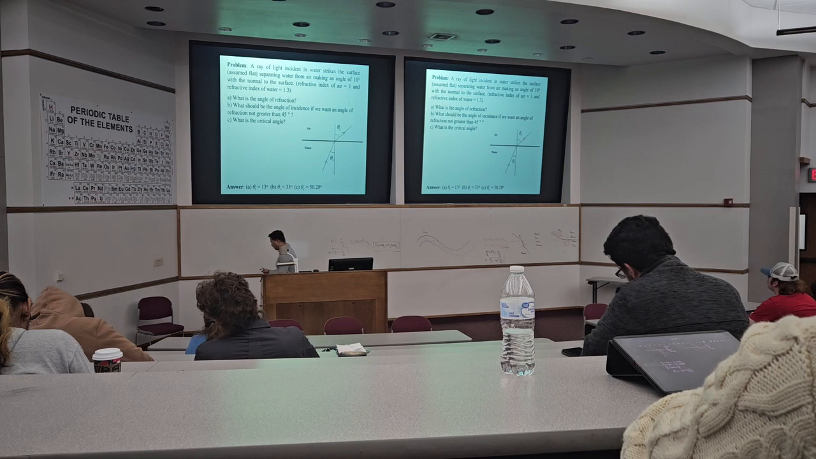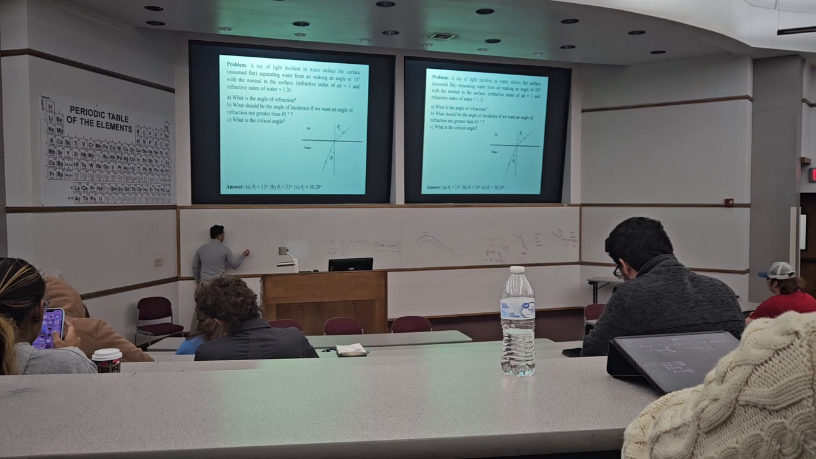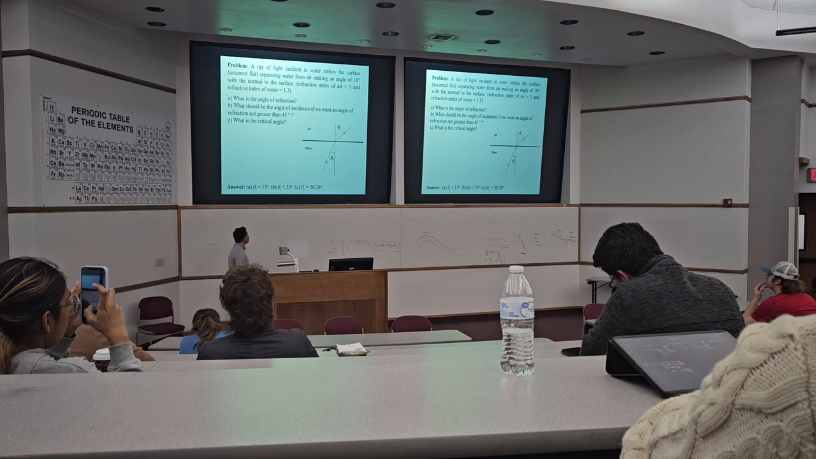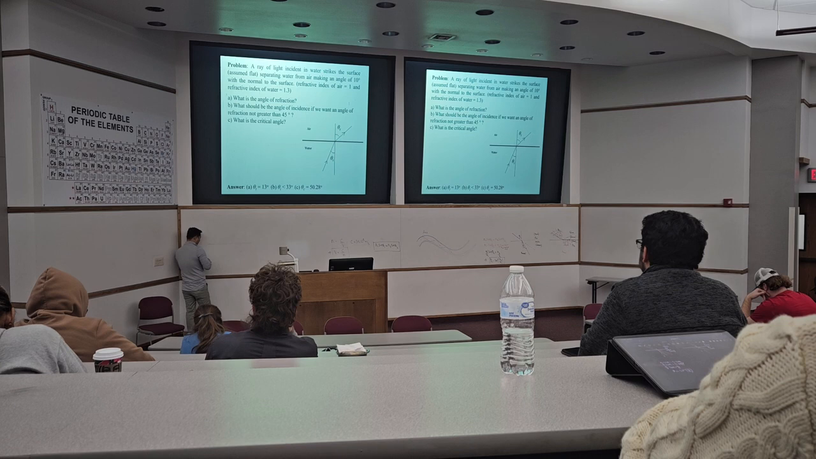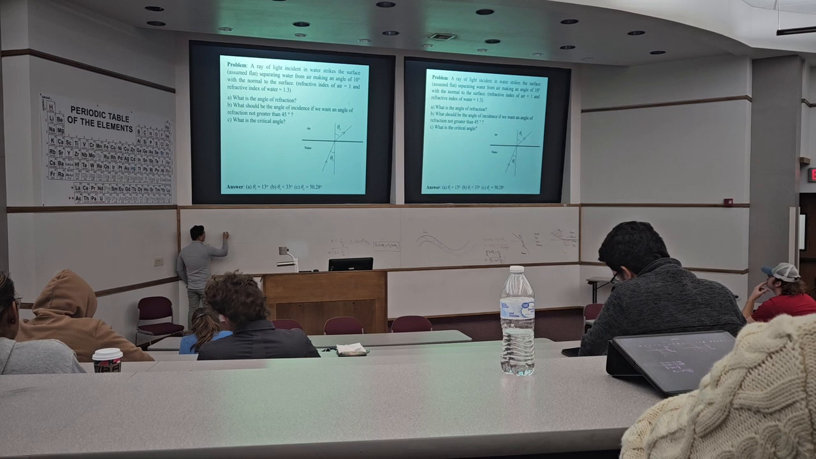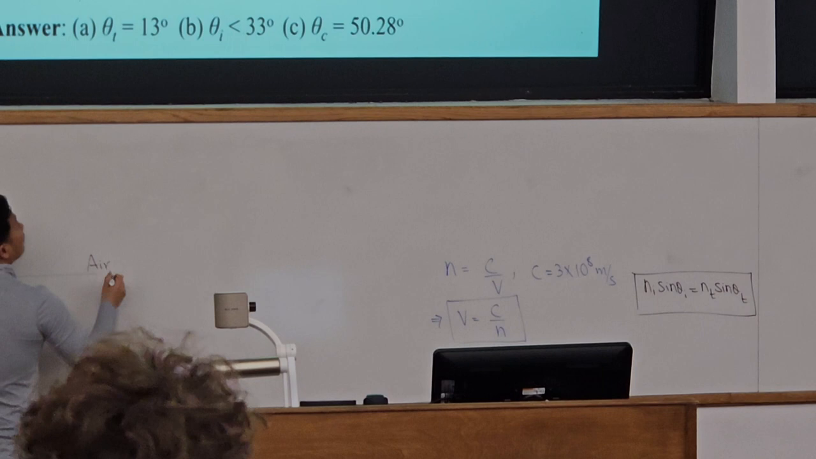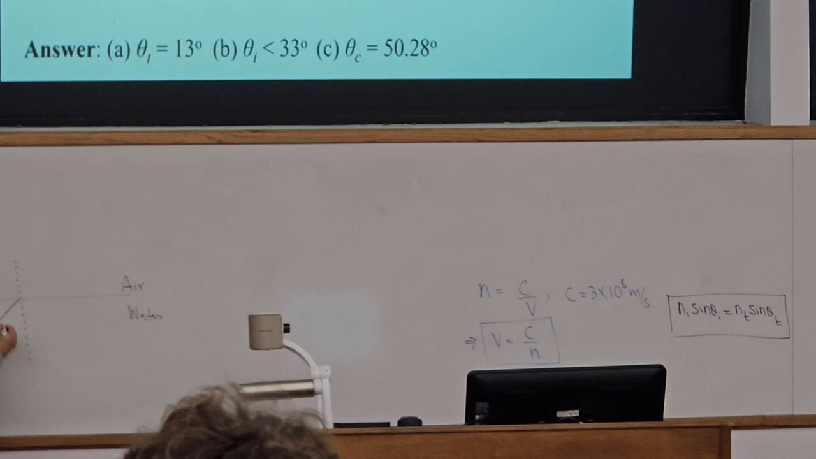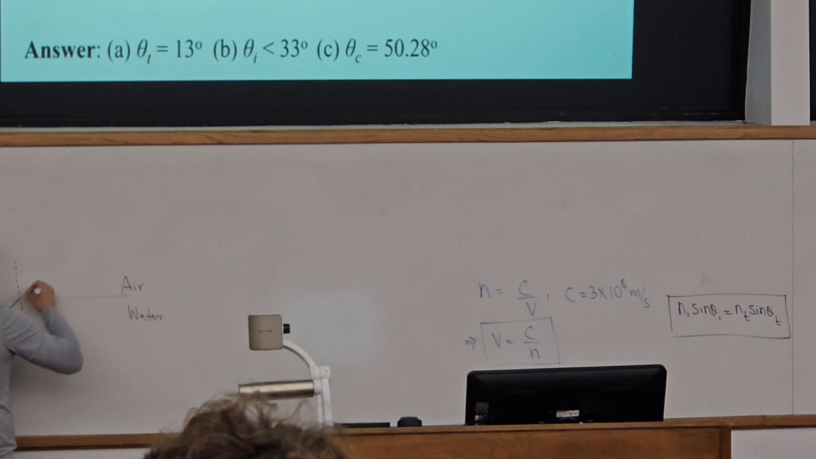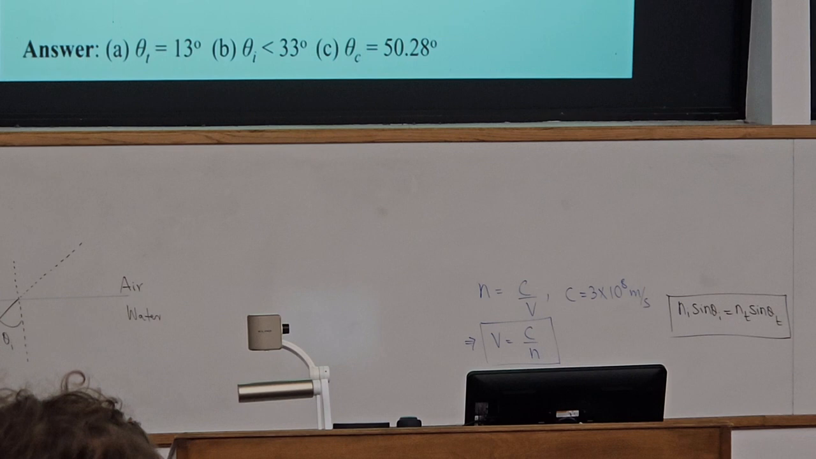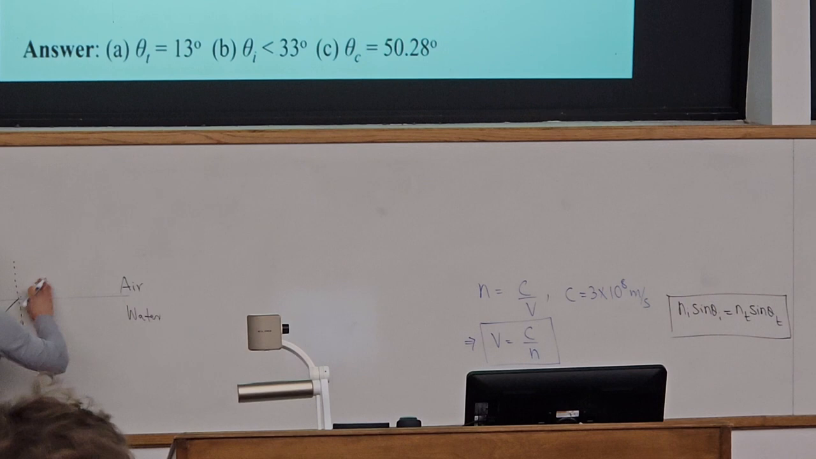Over here, we have the ray of light going from water to air. This is the interface between air and water. It is hitting at some angle, which you will call theta I. It is supposed to travel straight past, but because of the refraction of light, it will bend.